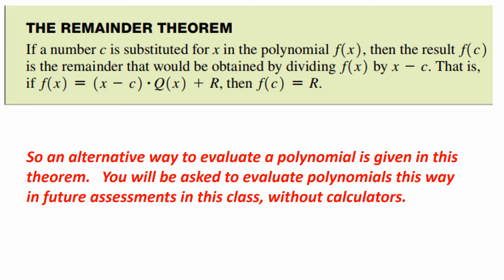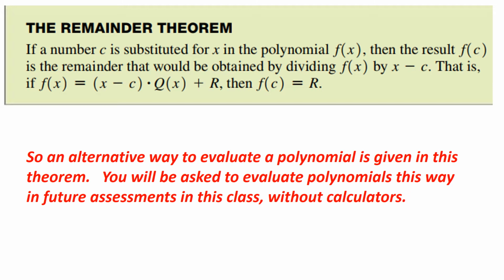This is called the remainder theorem. Here's what it says. If a number c is substituted for x in a polynomial, then the result f of c is the remainder that would be obtained by dividing f of x by x minus c.